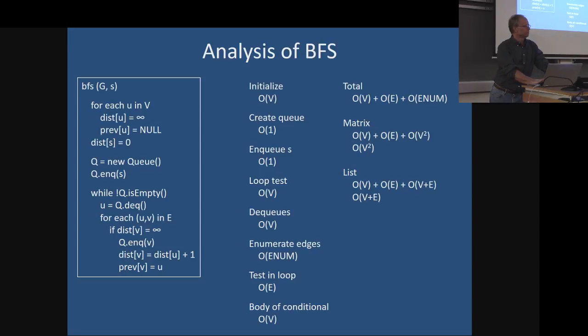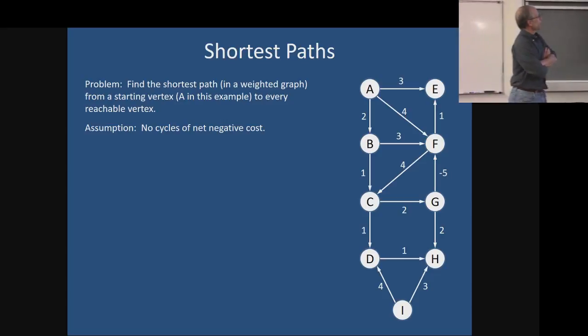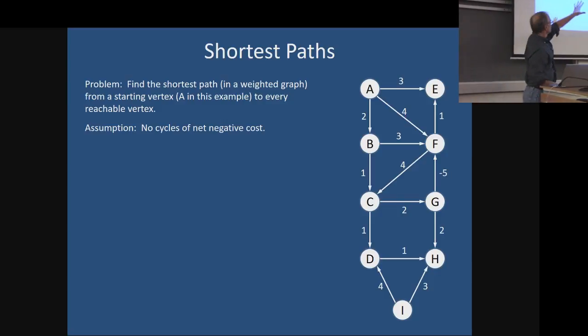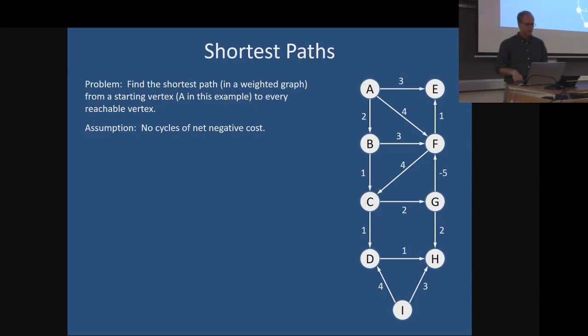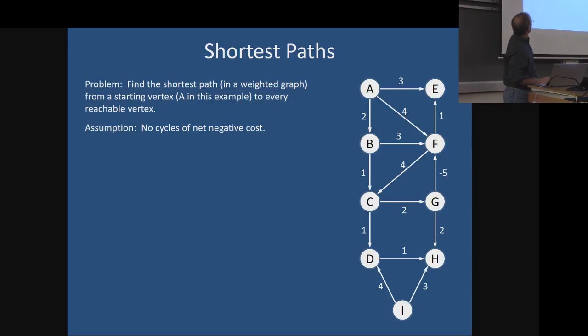Okay, now we're going to move on to a different problem. Shortest paths. So now we are going to add weights to our edges. And there are various ways to interpret them. They could be distances, they could be costs. It just depends on the application. Now we're interested in not finding the shortest path in the sense of fewest edges. We're trying to find shortest paths in the sense of least total cost. And we're going to make this assumption that there are no cycles of net negative cost.